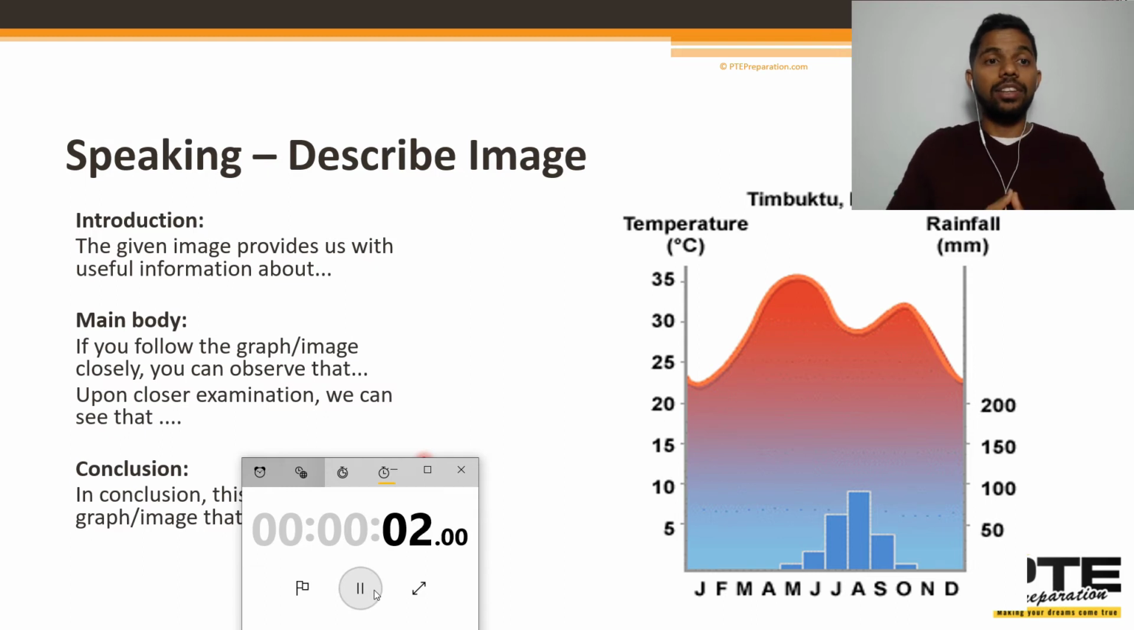The given image provides us with useful information about the temperature and rainfall for the Timbuktu, Mali region. If you follow the graph closely, you can observe that the maximum temperature was observed in the month of May, with the temperatures reaching around 35 degrees centigrade. The maximum rainfall was received in the month of August, with the rainfall reaching around 100 degrees. In conclusion, this is a very useful graph that tells us about where the temperature and rainfall is highest and lowest for the region of Timbuktu, Mali across the different 12 months.